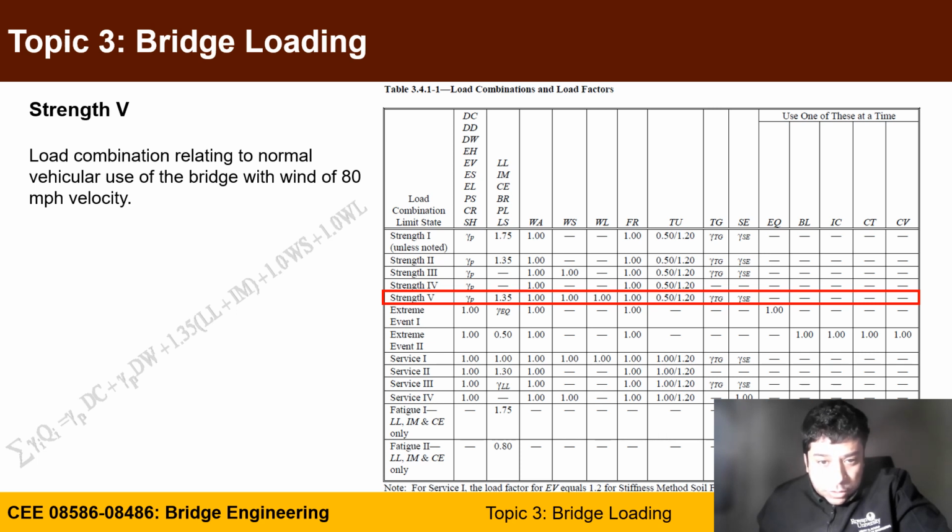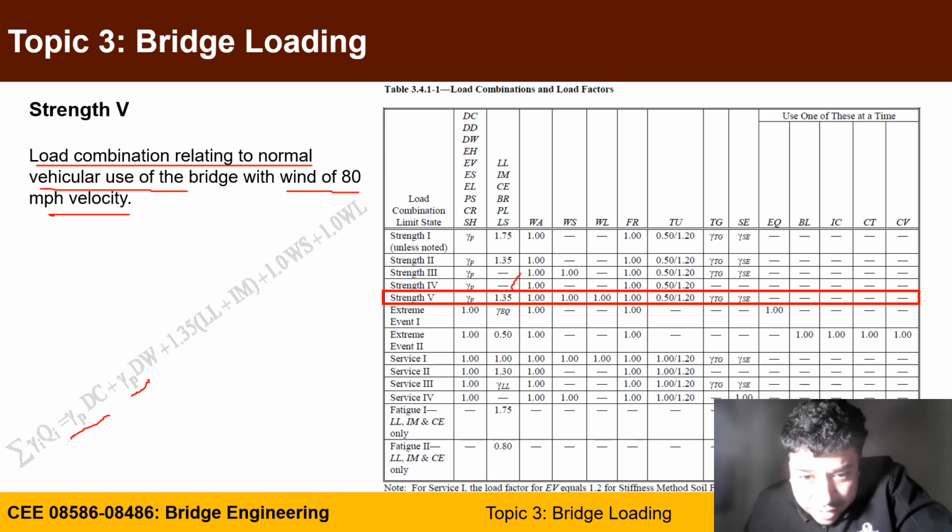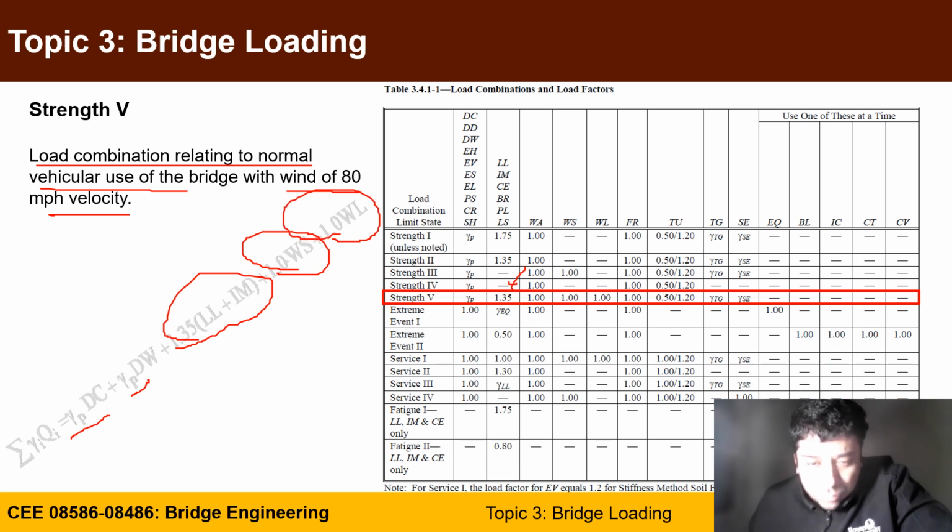Strength 5, which is basically related to normal operation of vehicle load, but with wind speed up to 80 miles per hour. You will have gamma P for DC and DW. You have 1.3. Here we have an addition of live load. So 1.3 for live load, and you have one of wind on structure and wind on live load. So this is all the 5 strength limit states.